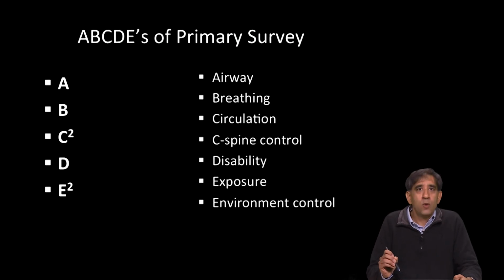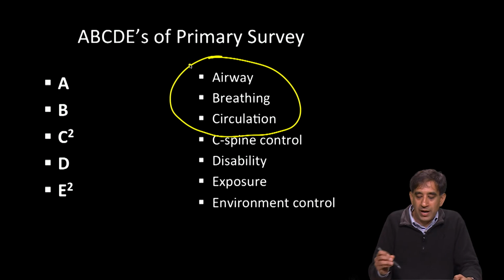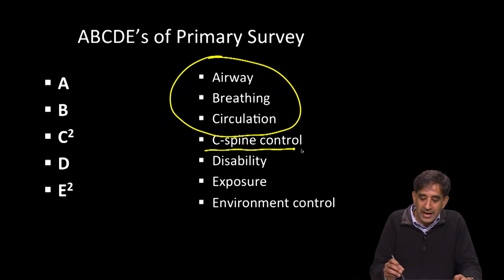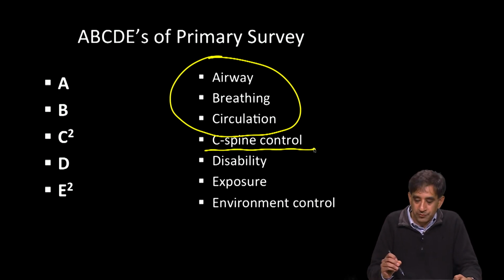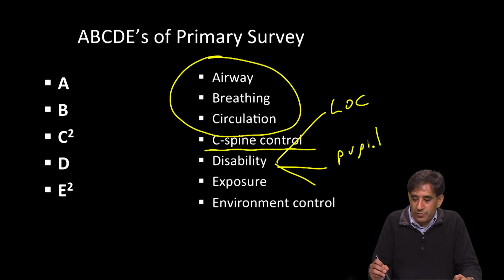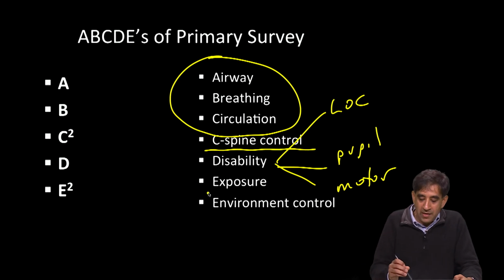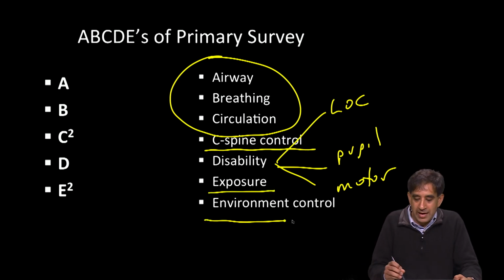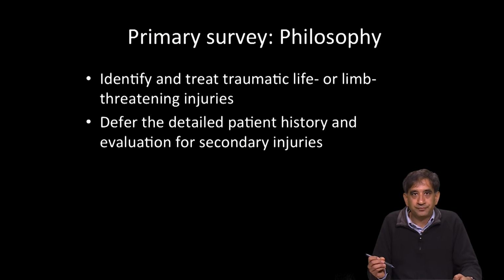In summary, when we talk about the ABCs of the primary survey or the evaluation of trauma patients, we're talking again about airway, breathing, and circulation, but don't forget about protecting the cervical spine, doing a disability exam, that is a level of consciousness, evaluating the pupil for reactivity, and then a very brief motor exam, and then expose the patient entirely and make sure that you prevent hypothermia. These are the ABCDEs of the primary survey.